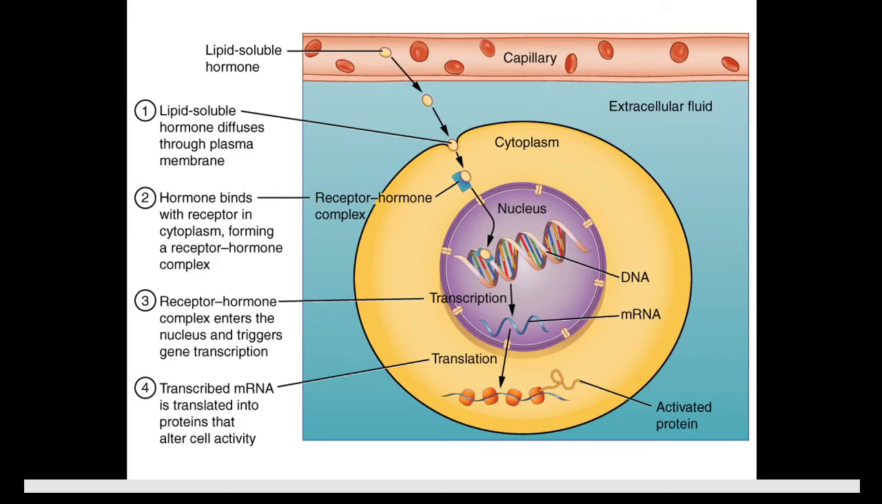These lipid soluble hormones diffuse through the plasma membrane. Then the hormone binds to the cytoplasmic hormonal receptor and triggers gene transcription, directly entering into the nucleus. The hormone receptor complex can enter into the nucleus. After entering the nucleus, it transcribes the gene into mRNA, and the translation of mRNA into protein happens in the cytoplasm.